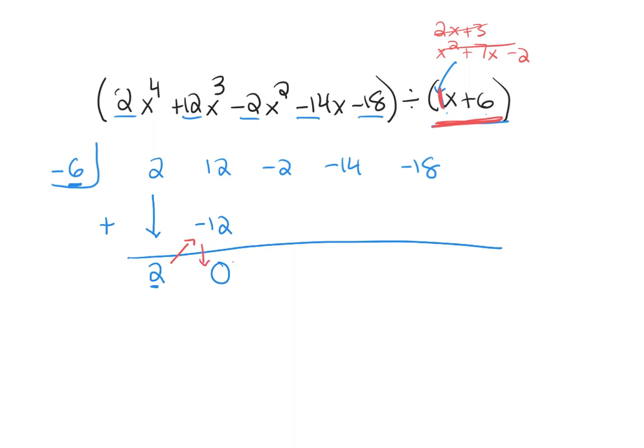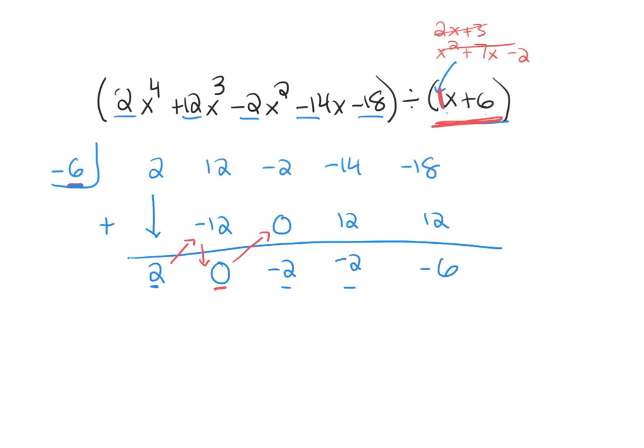And then to get this next one, we always go back to this. We multiply 0 times -6 is 0. And then we add -2. And then we multiply. -6 times -2 is +12. And then we add -14. And then -6 times -2 is 12. And then we add and get -6.